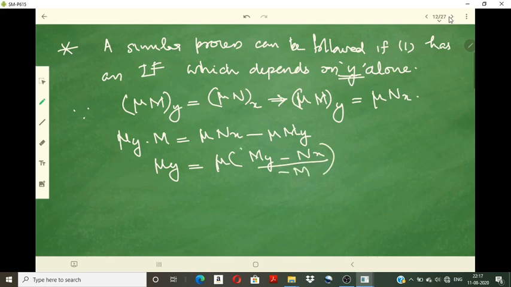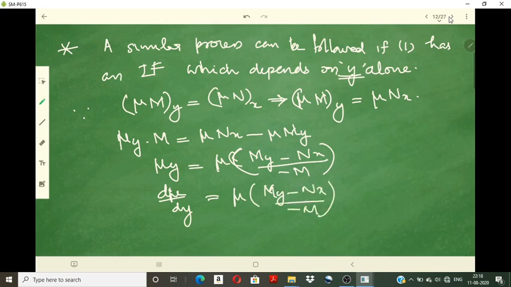So in this way we have (M_y minus N_x) by, earlier it was (M_y minus N_x) by N. If we rewrite this, we get dμ/dy is equal to μ into (M_y minus N_x) by minus M. So if this function is also a function of y alone, then we can again solve this equation and find μ.